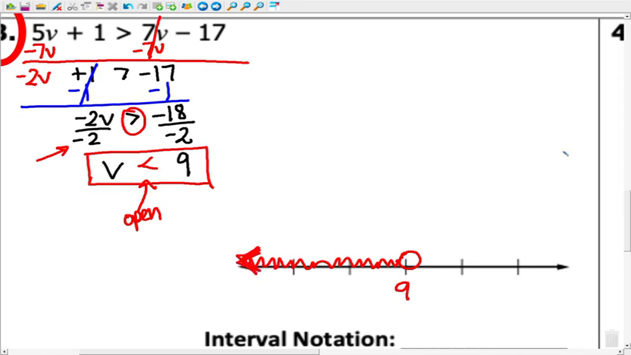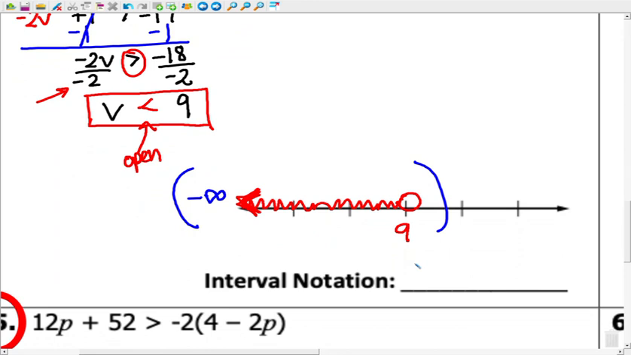My interval notation has to match what my graph looks like. So when I start on this side of my graph, I notice that it is going to negative infinity. That will always have a parenthesis. This side has an open circle, so it will also have a parenthesis, giving me my interval notation of a parenthesis with a negative infinity and then comma 9 with the parenthesis.